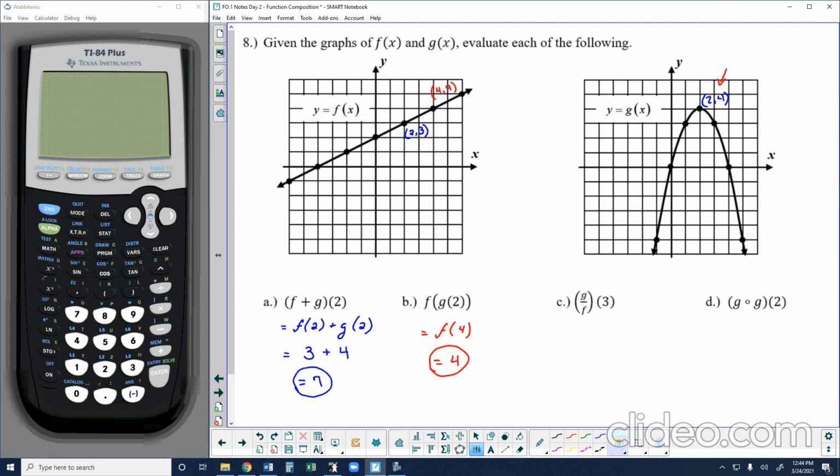Taking a look at C. C is g divided by f of 3, which would be the same as g of 3 divided by f of 3. So we can use the graph to figure out what g of 3 is. g of 3 would be in this location, 3, 3. So the y value when x is 3 on g is 3. f of 3 on f of x is in this location. So we would have 3, 3.5.